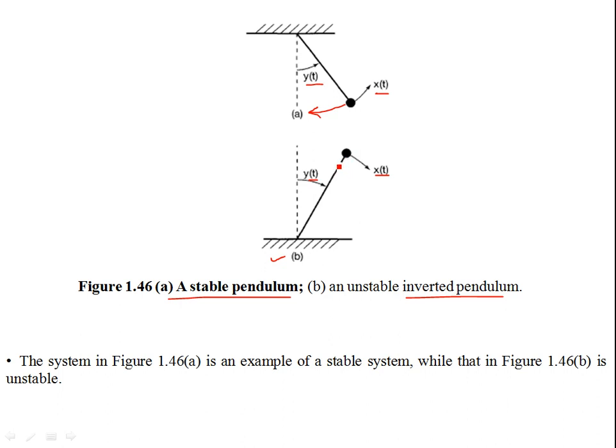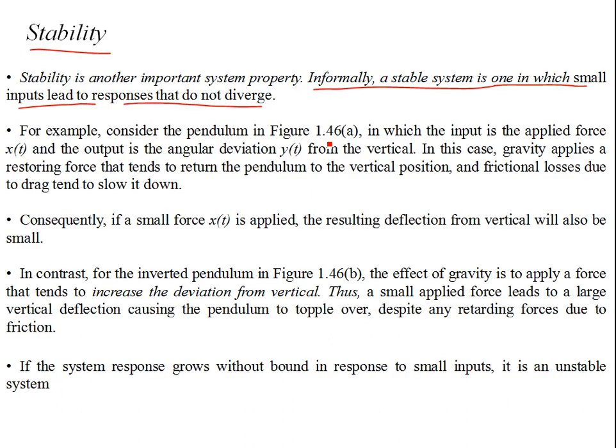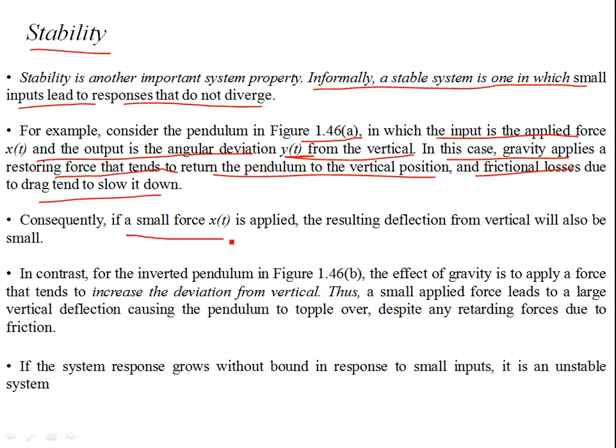Even in the presence of frictional retarding forces, the action of gravity will make the output y(t) divergent. This pendulum is going to fall. So the output y(t) is divergent. It's not bounded. Again in figure 146a, the input is the applied force x(t), and the output is the angular deviation y(t) from the vertical. In the first case, gravity applies a restoring force that tends to return the pendulum to the vertical position, and the frictional forces due to the drag tend to slow this motion down. Consequently, if a small force x(t) is applied, the resulting deflection from the vertical will also be small.